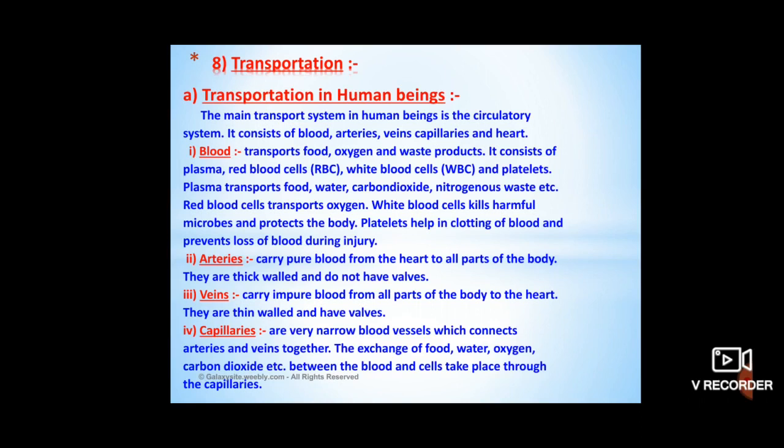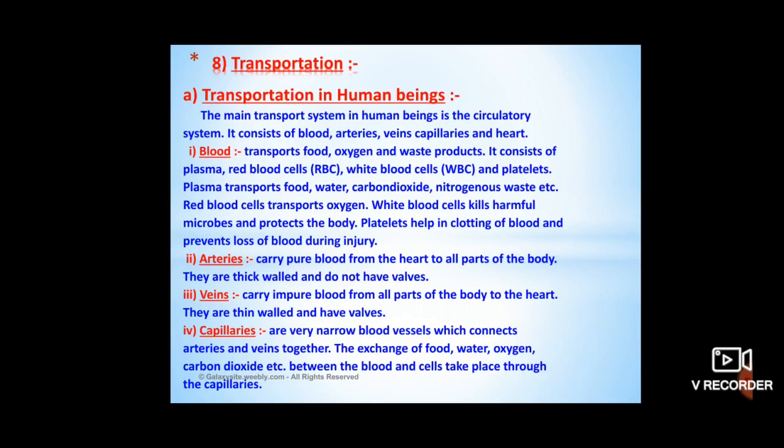Then another component of the blood is platelets. See children, these platelets help in clotting of blood and prevent the loss of blood. So it acts as a preservative method of blood. Which means when we get an injury, within a few minutes or fraction of seconds, the blood starts clotting. We call it clotting. This clotting happens because of platelets.